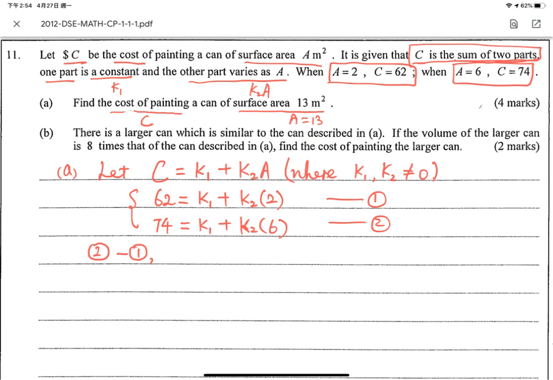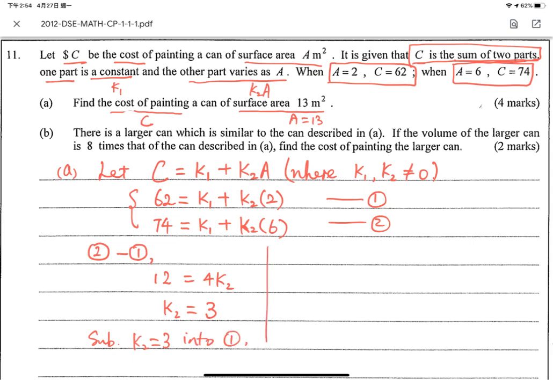So 74 minus 62, we get 12. And K1 minus K1 becomes 0. Here K2 times 6 means 6K2, and K2 times 2 means 2K2. So 6K2 minus 2K2, you get 4K2. Divide by 4 on both sides: 12 divided by 4 equals 3. Therefore, we get K2 equals 3. And then we substitute K2 equals 3 into the first equation.